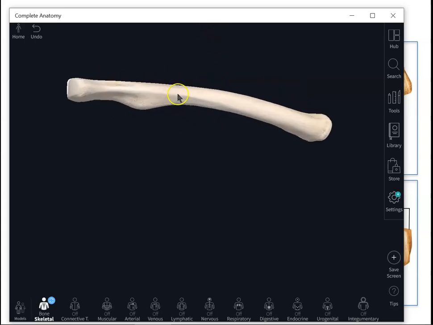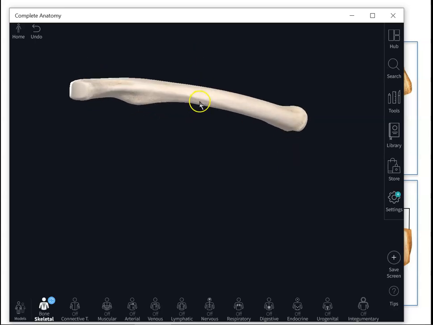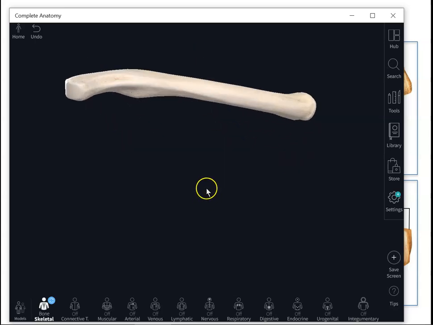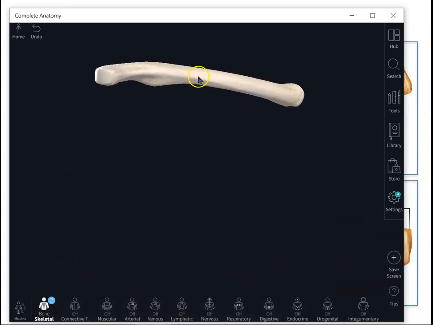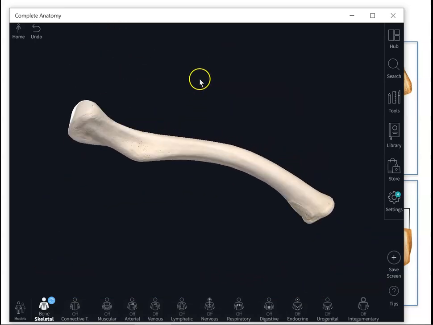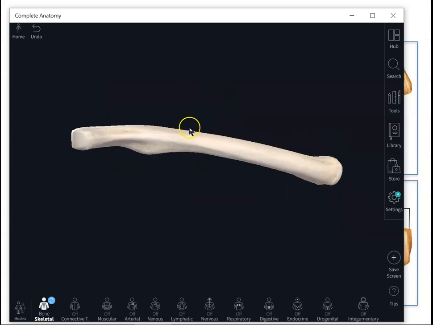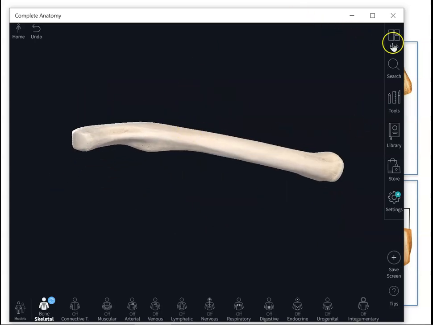Now I apologize, I keep doing this, and that's because that's how you set the center of rotation. So if you don't do that, if I do this and I try to rotate it, it's just all over the place. So instead, I set the center of rotation and then I can control it. Okay, that's a pro tip right there.